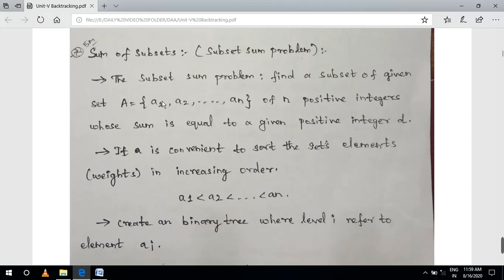That means we are declaring the sum of a1 up to an, the entire set. Based on a subset, if you are asked for a sum, that sum must equal a given positive integer d. That means you are declaring a particular distance.